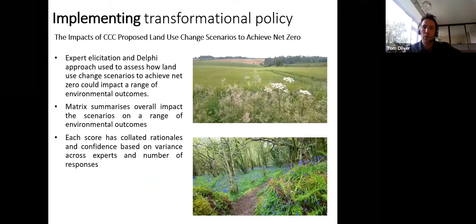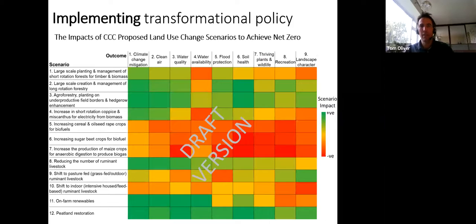We've taken that approach a bit further, and I've been involved in this, looking at not just air quality, but a whole range of different environmental outcomes. This is where we've used this expert elicitation approach, using what's called a Delphi analysis. If I just show the image, it probably explains it best. On the vertical here, you've got 12 different policy scenarios to try to head towards net zero. So the first one, for example, is large-scale planting of short rotation forests. And on the horizontal, at the top, you've got these environmental outcomes.